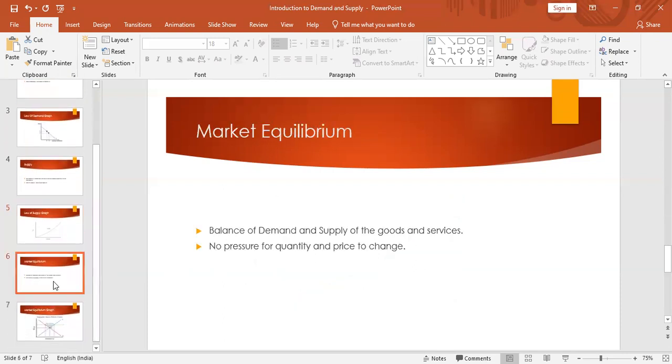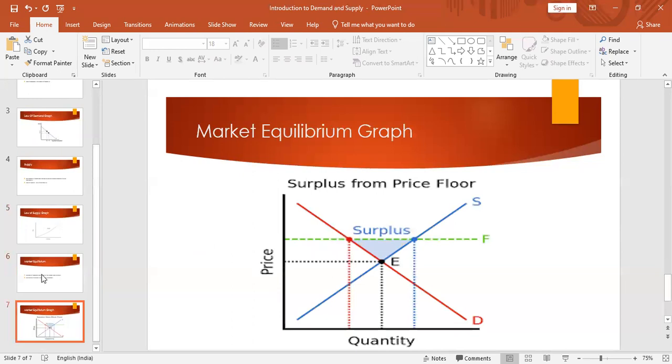Now let's go to the very important concept, that is market equilibrium. In market equilibrium, there must be a balance between the demand and supply of goods and services. That balance is very much required, and there must be no surplus and no scarcity of the product. There must be no excessive product and no limited product.